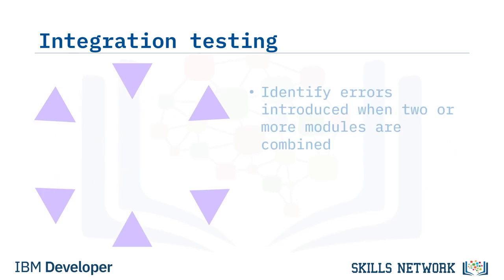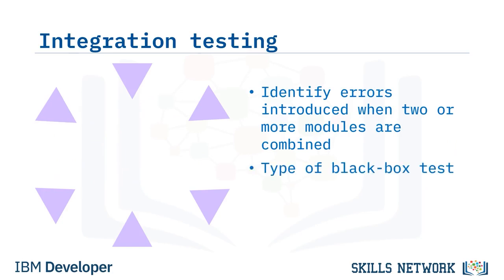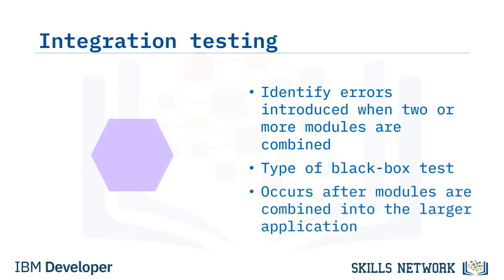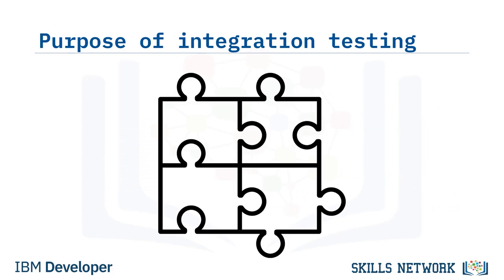Integration testing seeks to identify errors when two or more smaller independent code modules are combined. Integration testing is another type of black box testing. Prior to integration testing, smaller independent code modules that passed unit testing are incorporated into the larger software application. After modules are integrated together, then integration testing can occur. Integration testing exposes bugs that occur when those smaller units of code interact with each other.